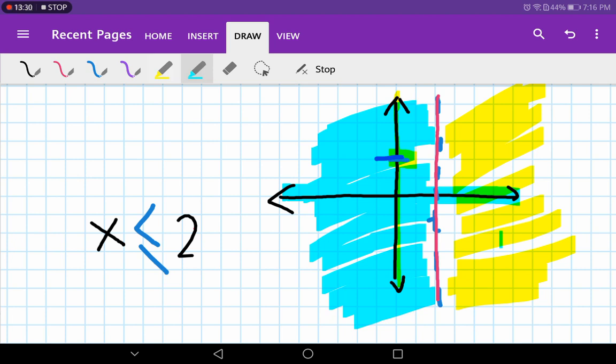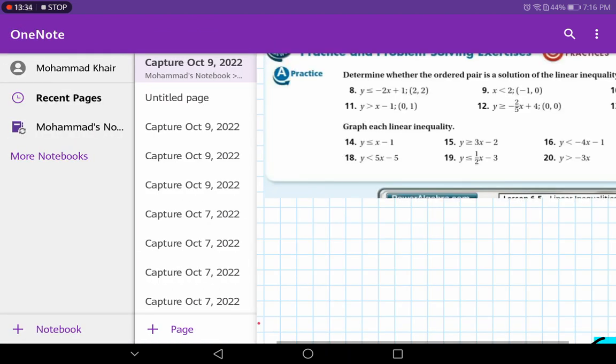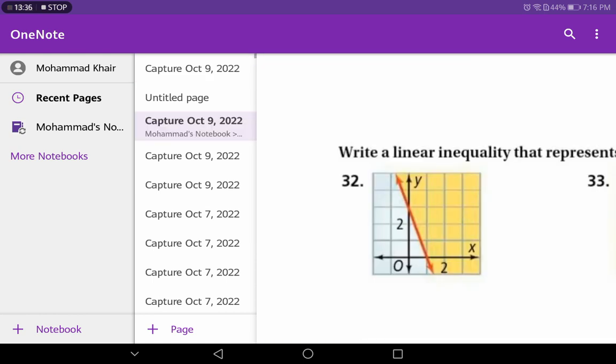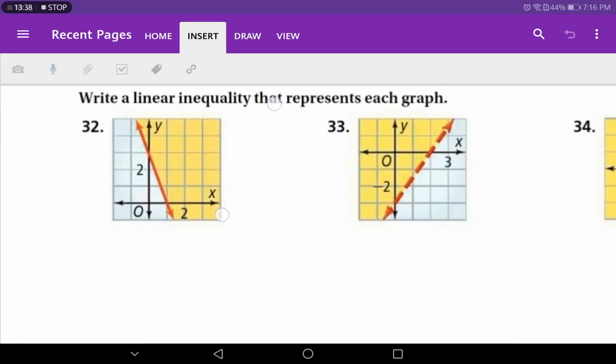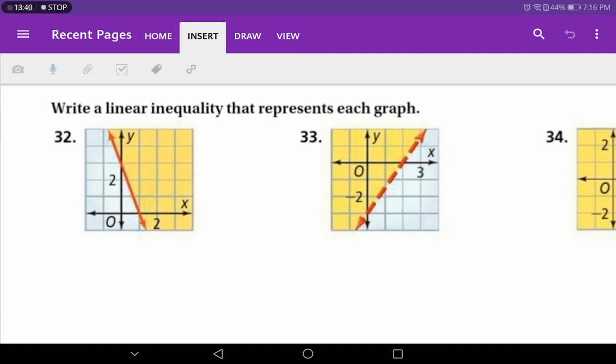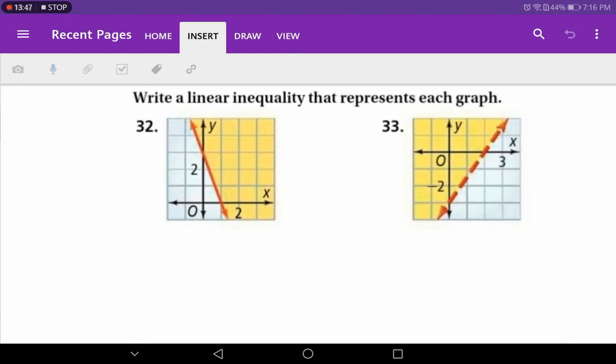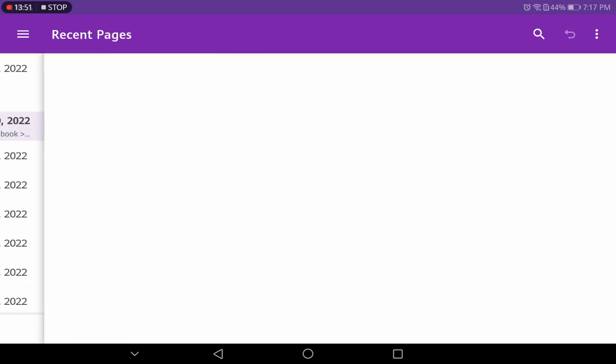Okay. There is a second part. Let me give you a brief about the second part. Here, he will give you a graph. Read the question. Write a linear inequality that represents its graph. So he gives you a graph and asks you about the inequality. It is easy. Let us start.